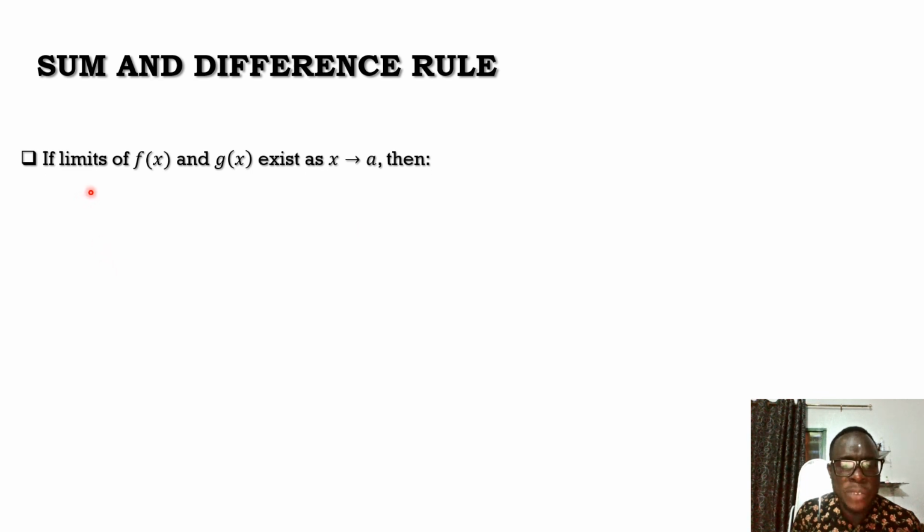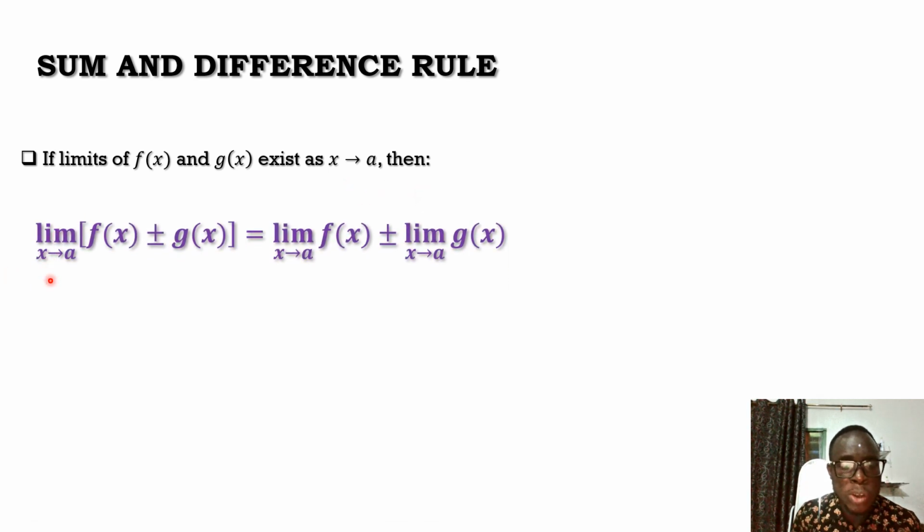So here, if the limits of f of x and g of x exist as x approaches a, then the limit as x approaches a of f of x plus or minus g of x, so it can be plus or it can be minus, will be equal to the limit as x approaches a of f of x plus or minus the limit as x approaches a of g of x.